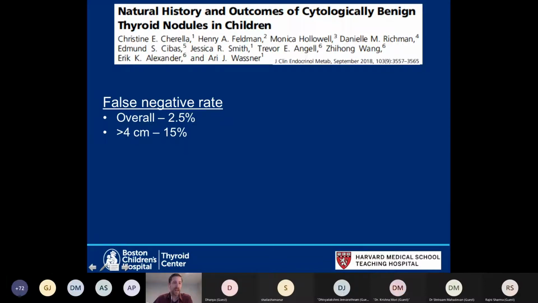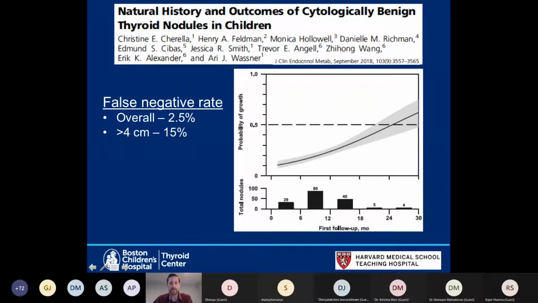So we resect any nodule over 4 centimeters, even with benign cytology. We do the biopsy to make sure that it's not cancer, in which case the procedure is a total thyroidectomy rather than a lobectomy. But if it's over 4 centimeters, it comes out, even if it's benign, in our center.